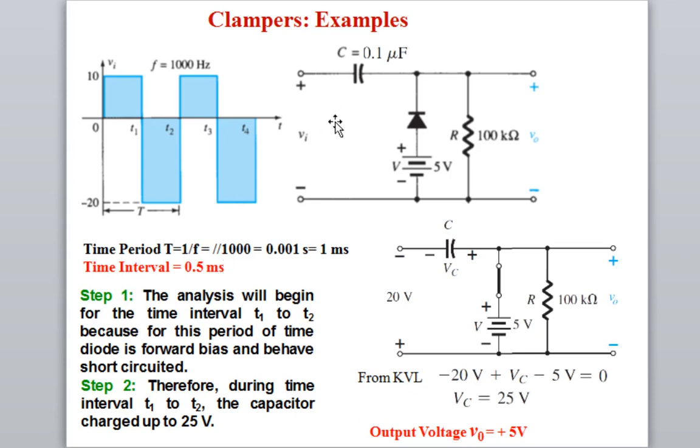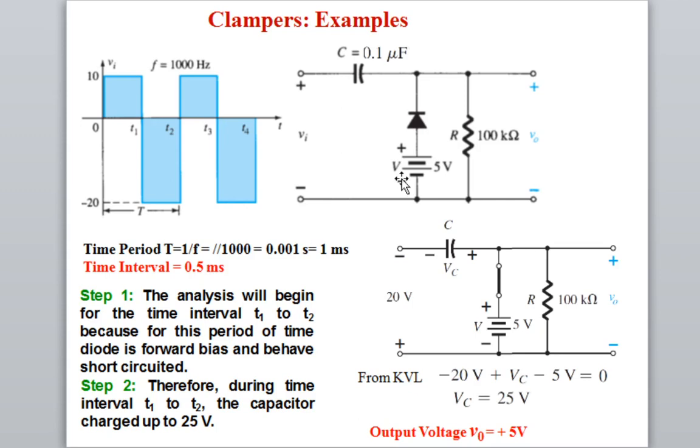That means, as I discussed previously, the value of capacitor and resistance will be chosen in such a way that the time constant tau, the product of R and C, should be greater than this value, 0.5 millisecond. I will explain later in the next slide. Okay, let us forget that first.